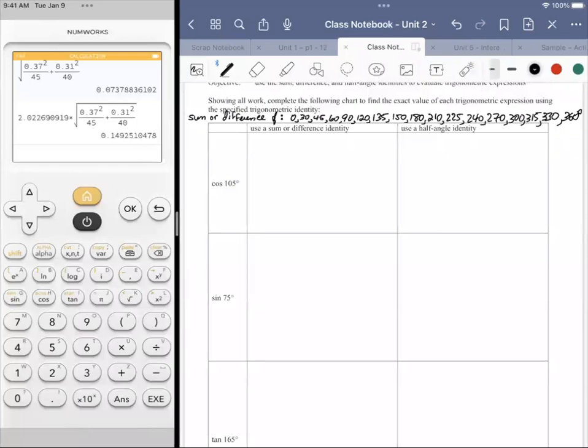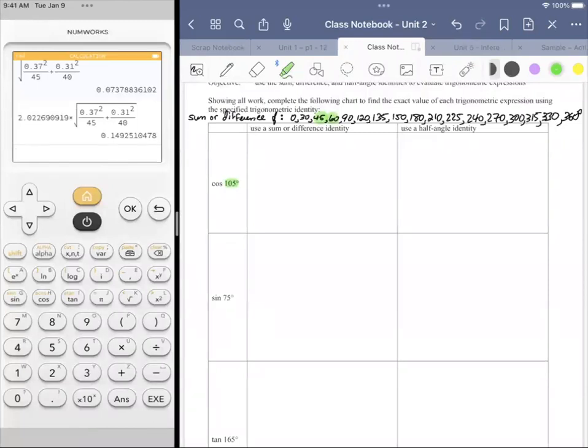So all I need are two numbers from this list that are going to either add to or subtract to equal whatever the angle is in the function. So here I need to get to 105. I'm looking at 45 and 60.